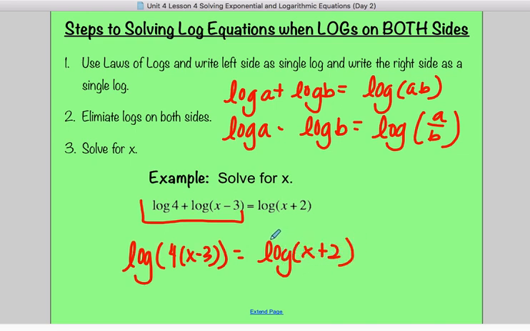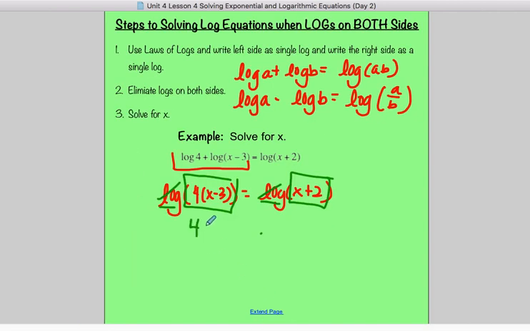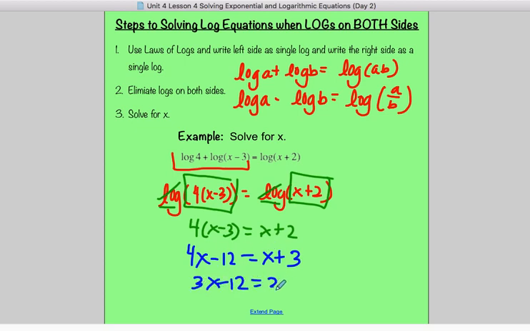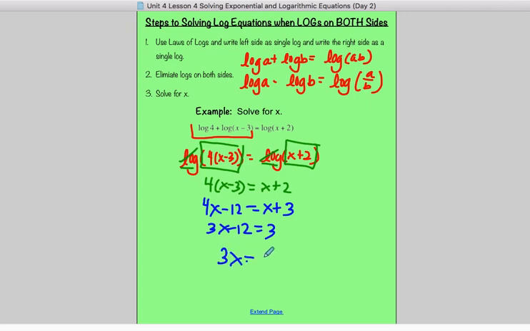Once you rewrite it, then from here it's actually pretty easy. Do you see how they both have a log? And then they both have the insides. Well, in order to be equal, the logs will cancel out, and what's on the inside has to equal each other. So I have 4x minus 3 has to equal x plus 2. So I would distribute my 4. And then I'm going to solve for x. So I'm going to subtract this x to the other side. So I'll have 3x minus 12 equals 3. And then add 12 to the other side, and divide by 3. So I would have x is equal to 5.